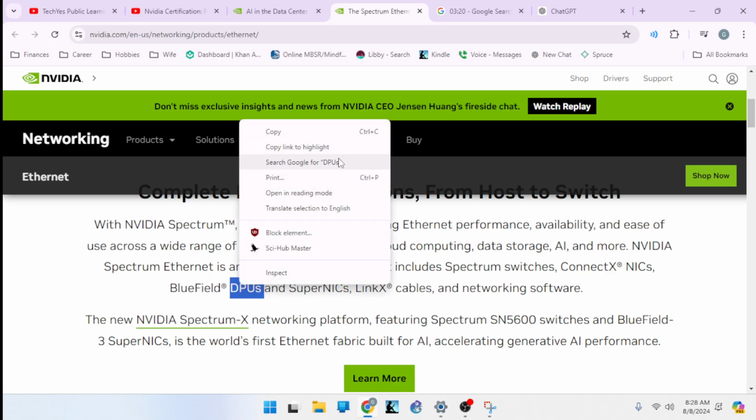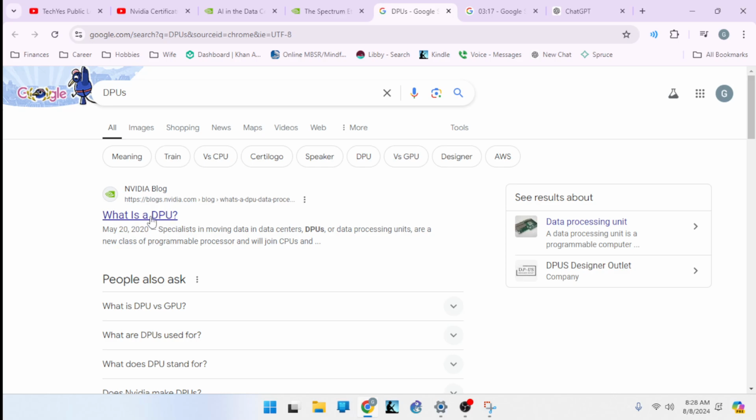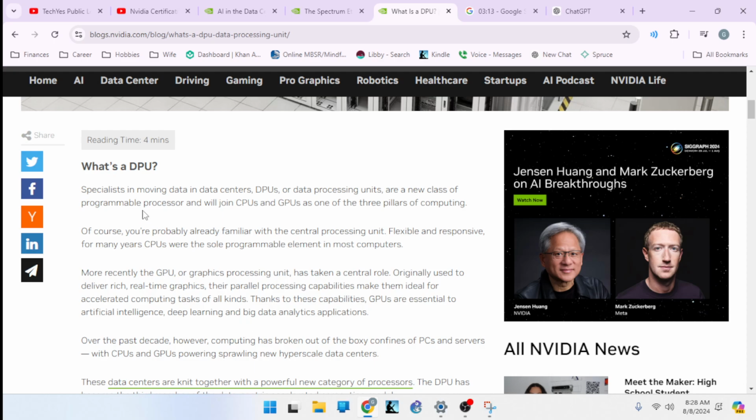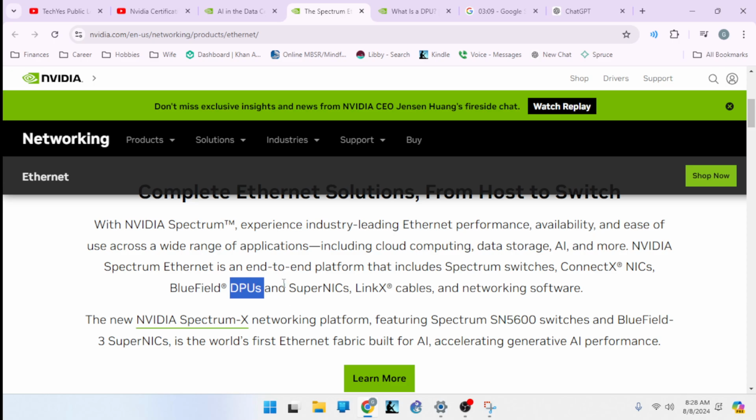I don't know what DPUs are. So a DPU is a data processing unit, and SuperNICs, LinkX cables, and networking software.